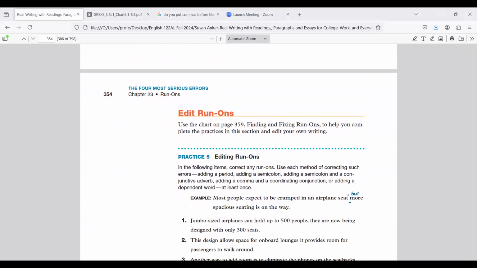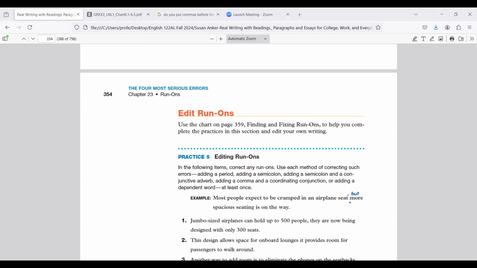Okay, so you're going to edit all the different types of run-ons. In the following items, correct any run-ons. Use each method of correcting errors, please. Add a period, use a semicolon. Because if you just add a period, that's not showing me that you understand everything we did. Just do one adding of a semicolon, okay? Adding a semicolon, a conjunctive adverb, adding a comma and a coordinating conjunction, and adding a dependent word. So do all of these at least once. Try to only do one with a semicolon, okay? And fix all those run-ons.